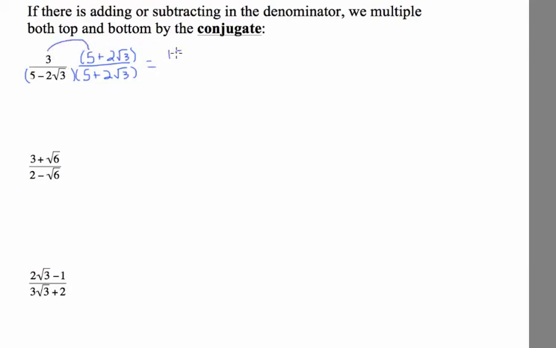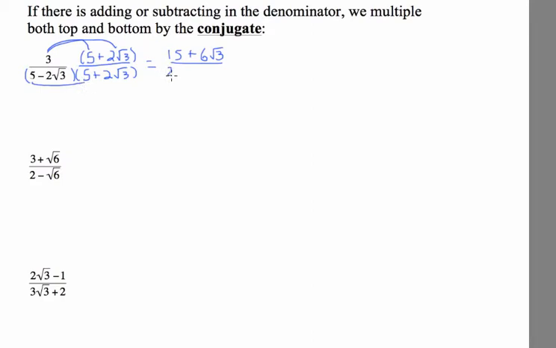3 times 5, 15. 3 times 2 root 3. The 3 times the 2 will make 6, so that's 6 root 3. And then in the denominator, we just have to distribute all this. Notice what happens because of the conjugate.